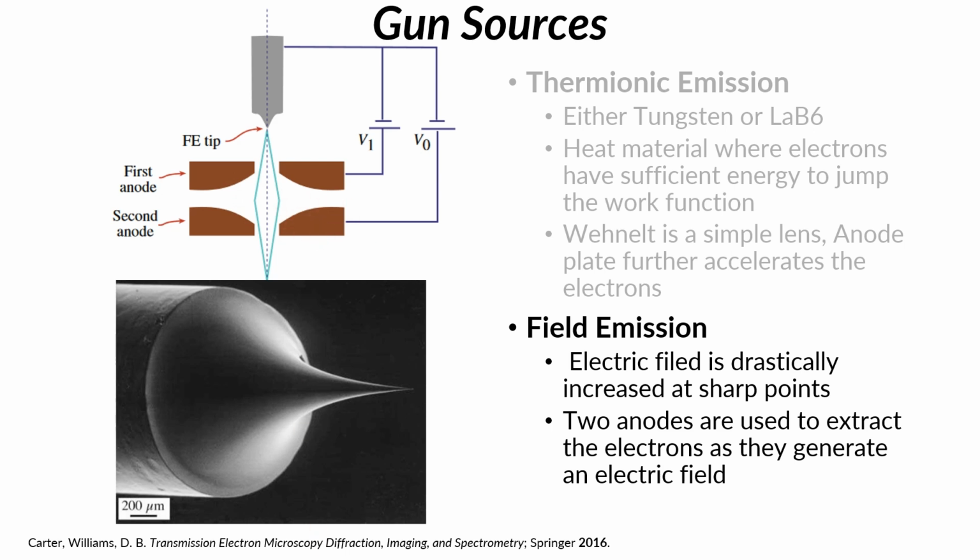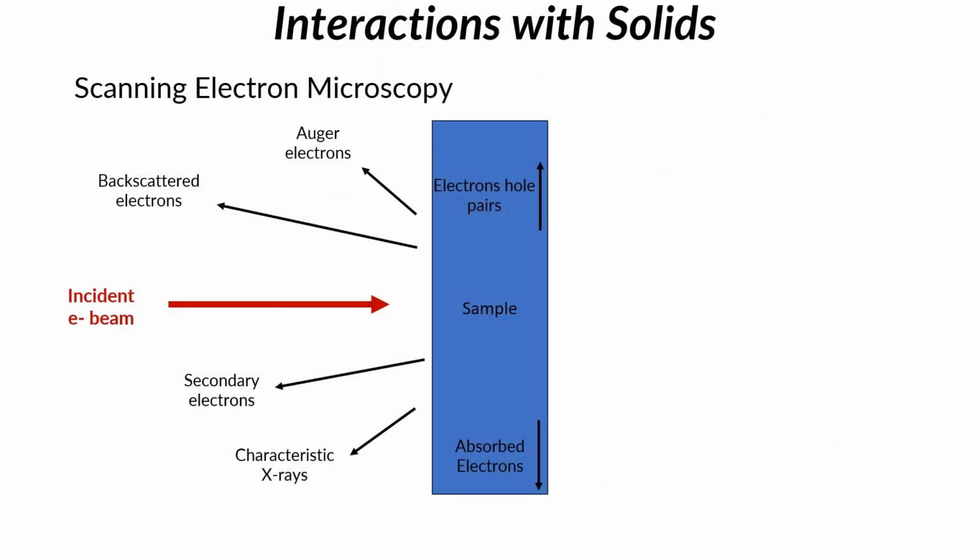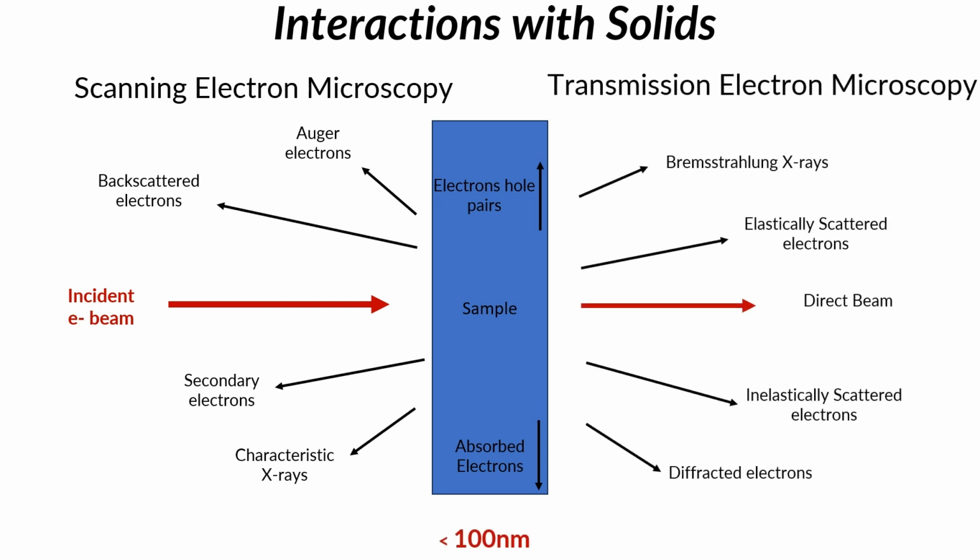There are multiple interactions that electrons have with solids. You can produce Auger electrons, secondary electrons, characteristic X-rays, and they can also generate electron-hole pairs and absorbed electrons. However, what we really care about in SEM are the backscattered electrons and the secondary electrons. When the sample is less than 100 nanometers, that's when we can actually start transmitting electrons through the sample. And here we get diffracted electrons as well as scattered electrons. We can also get Bremsstrahlung X-rays.